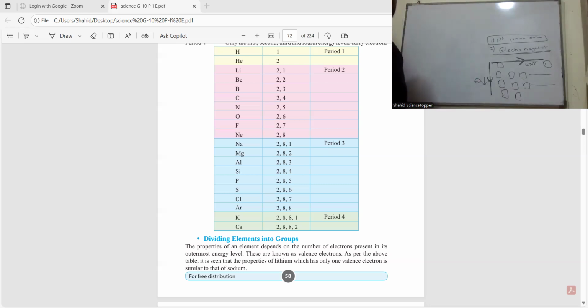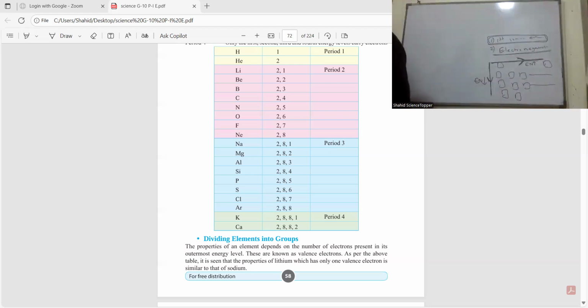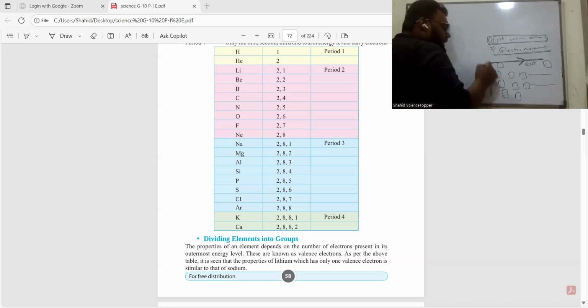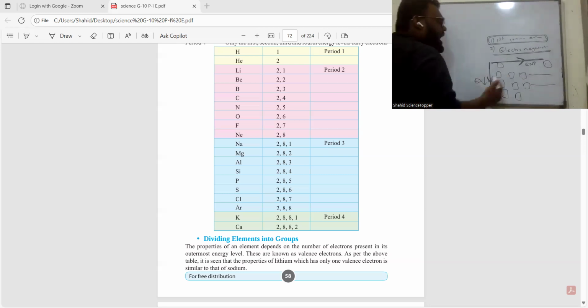So that is about electronegativity. It will happen uniformly. But first ionization is not like that. First ionization energy will decrease uniformly from up to down. Group-wise, it will behave like electronegativity. First ionization energy uniformly decreases.